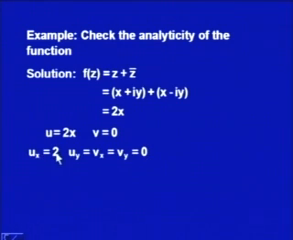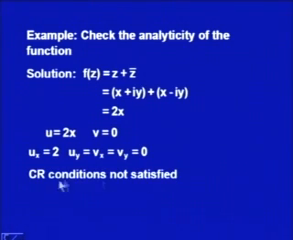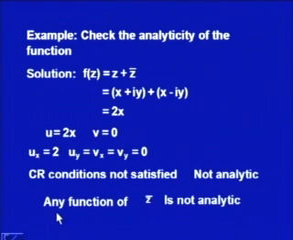So, u_x is equal to 2 and v_y is 0. So, this condition will never be satisfied. So, CR conditions are not satisfied and this function is not analytic. In fact, we can say CR condition is not satisfied, function is not analytic, and we say that any function of z bar is not analytic. Any function which involves z bar will not be analytic. Like in this case, the function is written as z plus z bar, so this function is not analytic.